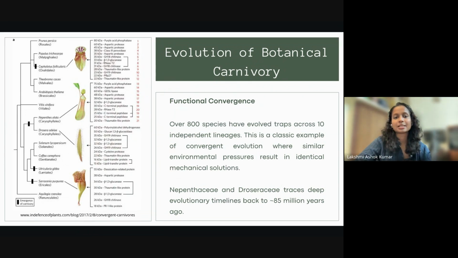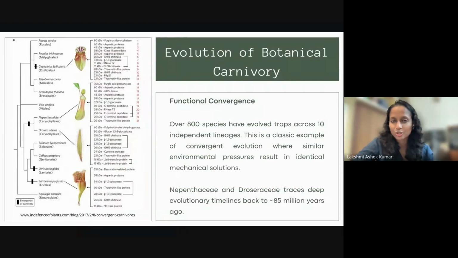So what makes it similar is that most of them have found similar kinds of trapping mechanisms. Plants which have developed in different lineages have developed very similar trapping mechanisms, and even the digestive enzymes that help these plants to digest these insects have similar chemical combinations.